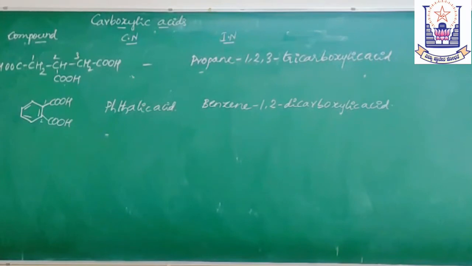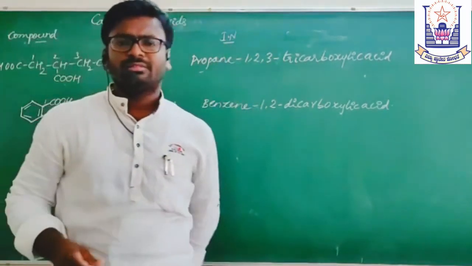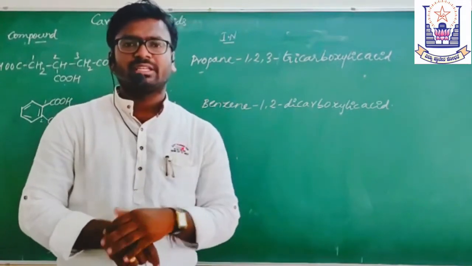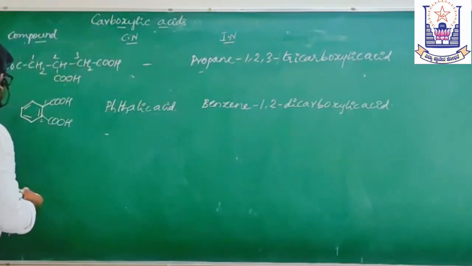Now let us consider the structure of carboxyl group. About the common names and IUPAC names is over. That is the nomenclature and isomerism of these carboxylic acids is over. Now let us switch on to the next topic, that is structure of carboxyl group.